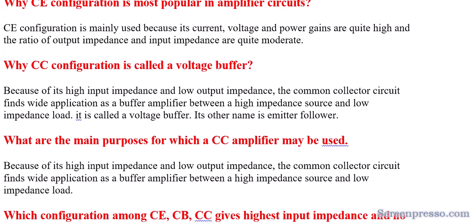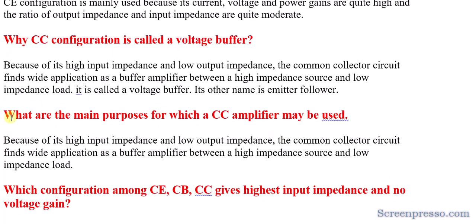So what are the main purposes for which a CC amplifier may be used? Why is CC used? As we already discussed in the previous question, because of its high input impedance and low output impedance, the common collector circuit finds wide application as a buffer amplifier. So the answer remains the same because the context is different. Why it is called a voltage buffer and why CC is used both have the same meaning.